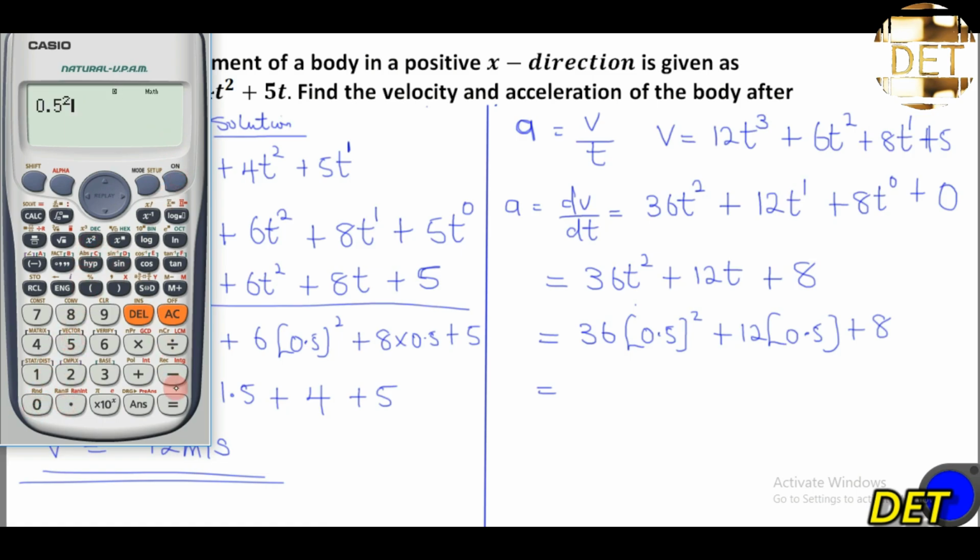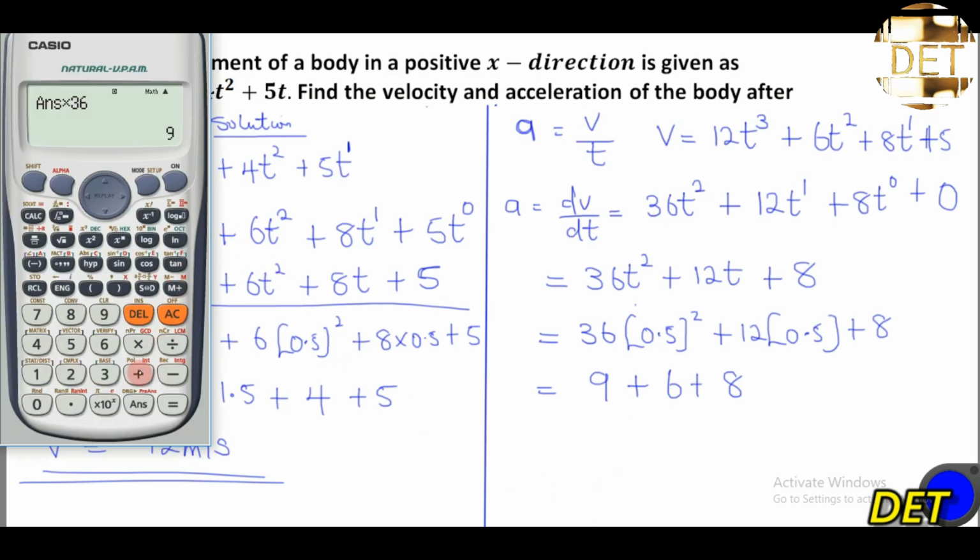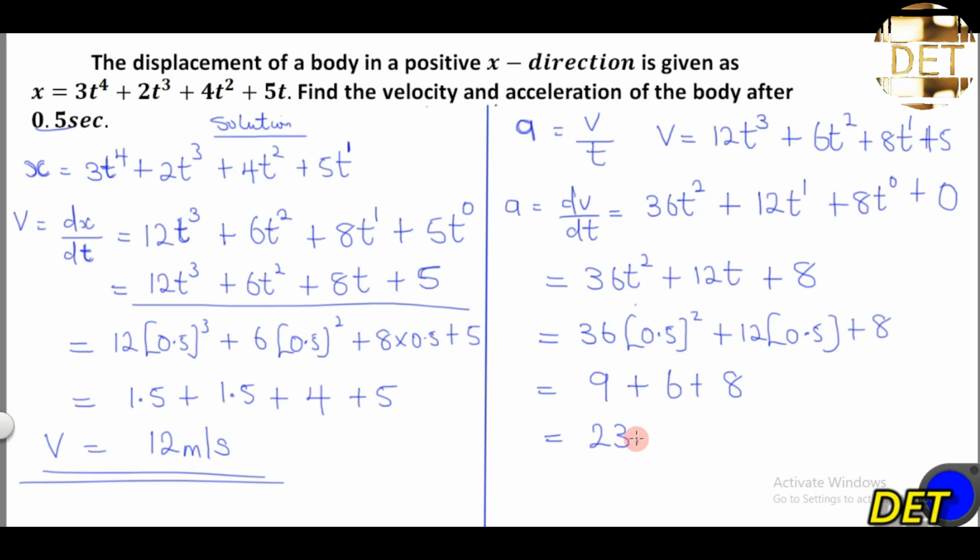So this will be equal to 0.5 raised to the power of 2 is equal to 0.25, right? Times 36 will be equal to 9. So this will be 9 plus 0.5 times 12 will give me 6 plus what? 8, right? So 9 plus 8 plus 6 will be equal to 23. So this will be equal to 23 meters per second squared. So this is my acceleration. Acceleration is equal to what? 23 meters per second what? Squared. So this is the answer to this question.